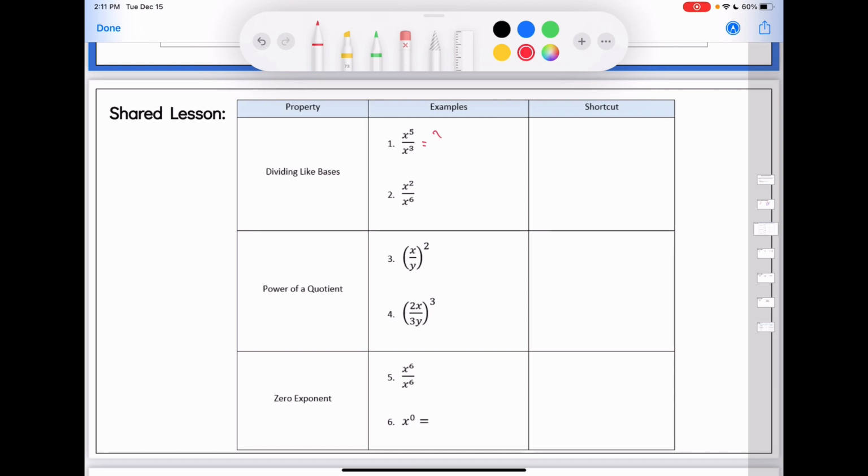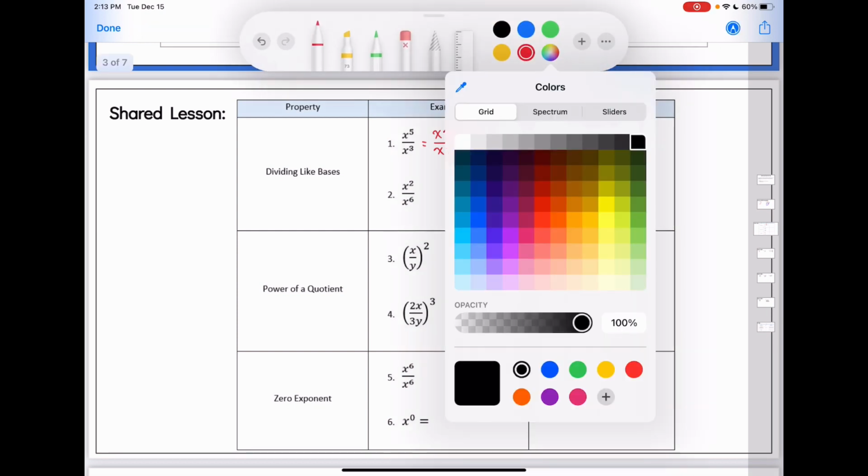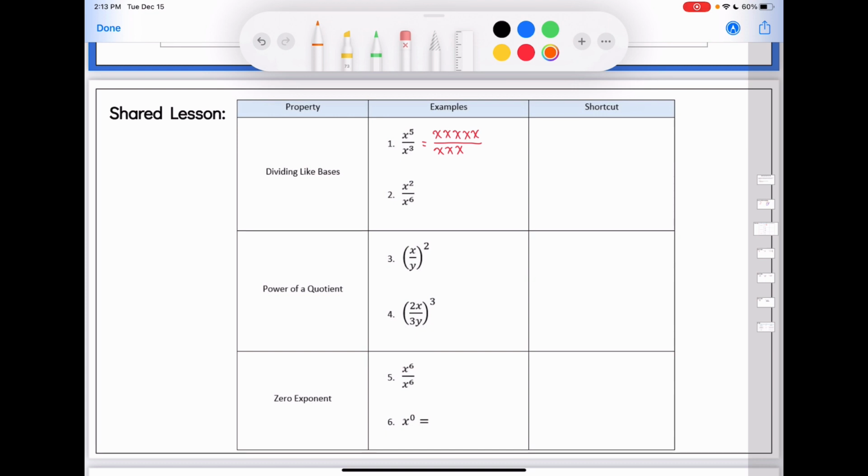That really means that I have 5 x's on the top, right? And I have 3 x's on the bottom. Okay, 5 x's on the top and 3 x's on the bottom. So then when I have the same thing on the top and the bottom of a fraction, they cancel out, right? So this pair will cancel, this pair will cancel, and this pair will cancel. So what I'm left with is 2 x's that are both on the top. So that would be like x squared over 1. Or we could just write that as x squared.